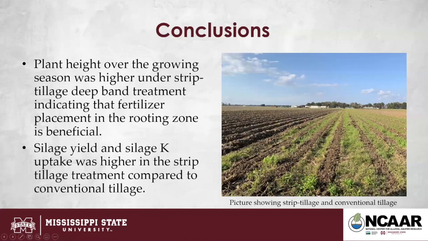So finally, moving to our conclusions, plant heights over the growing season were higher under the strip tillage deep planting treatment, indicating that fertilizer placement in the rooting zone is beneficial. And silage yield and silage potassium uptake were higher in the strip tillage treatment compared to conventional tillage when averaged based on irrigation and placement treatments.